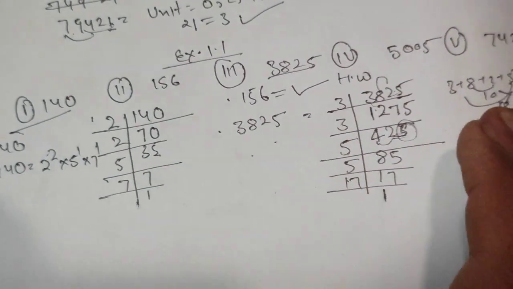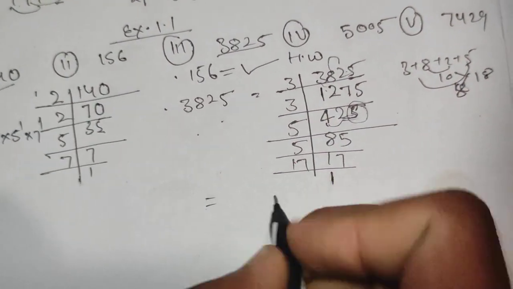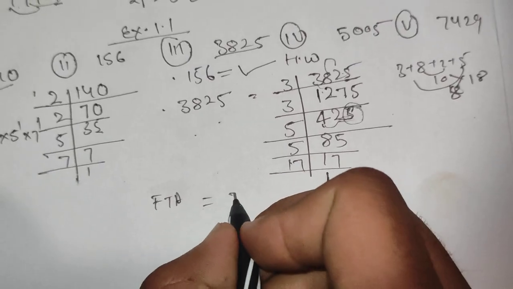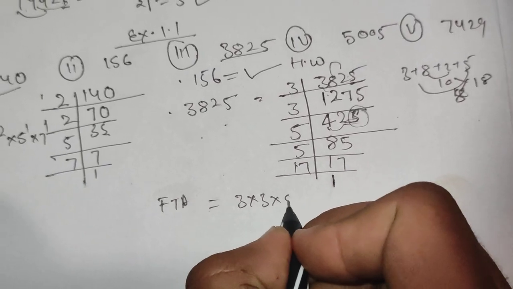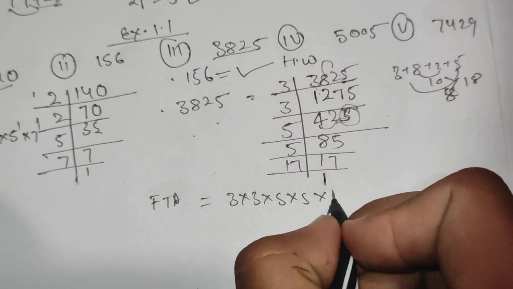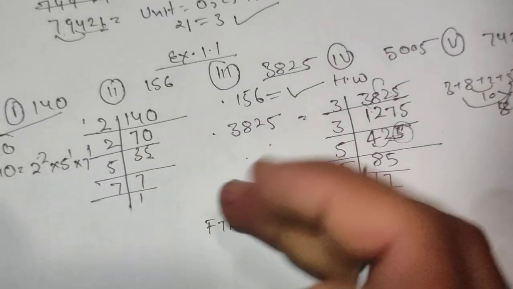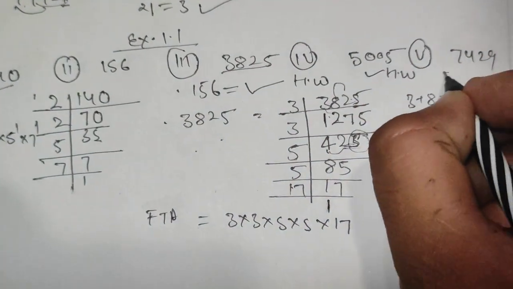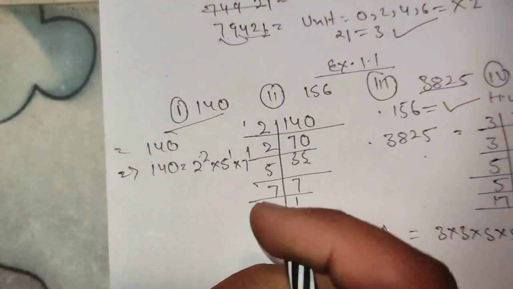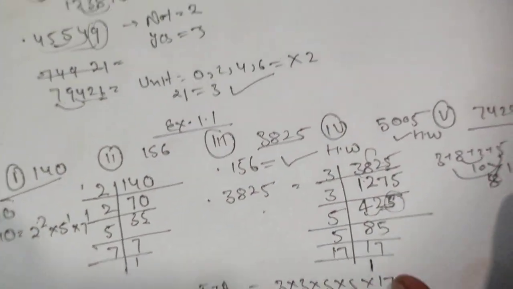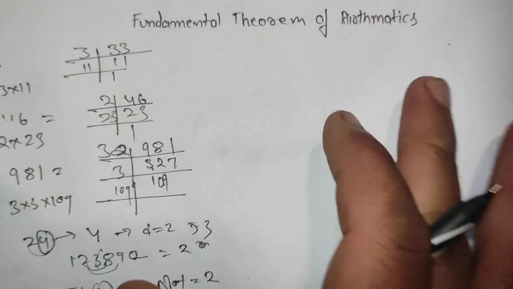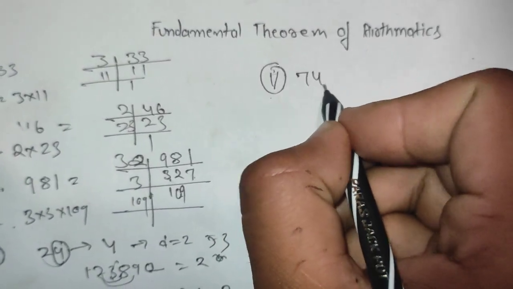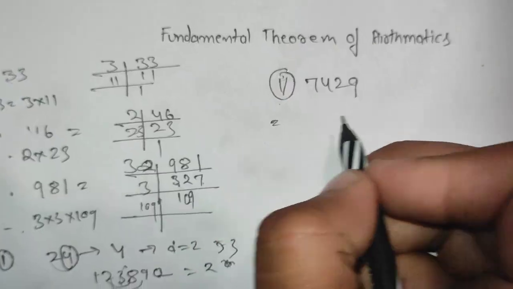So the overall fundamental theorem of arithmetic, it is 3 into 3 into 5 into 5 into 17. Similarly this is for your HW, and now going to 7429. Okay, the fifth question, 7429.